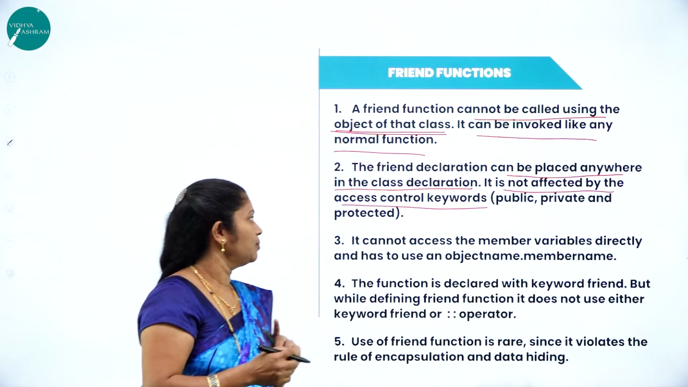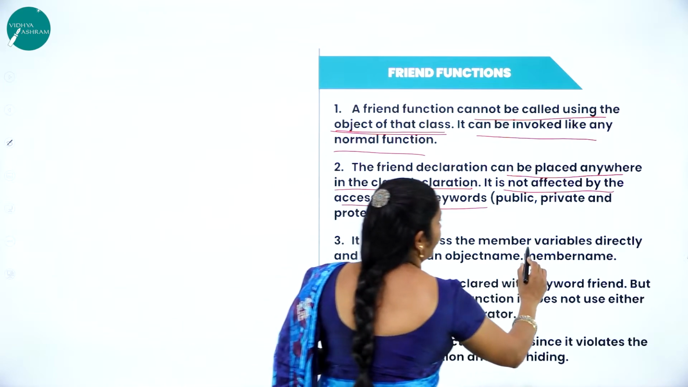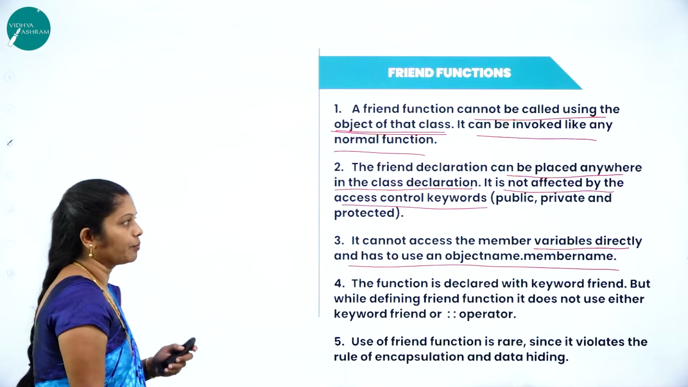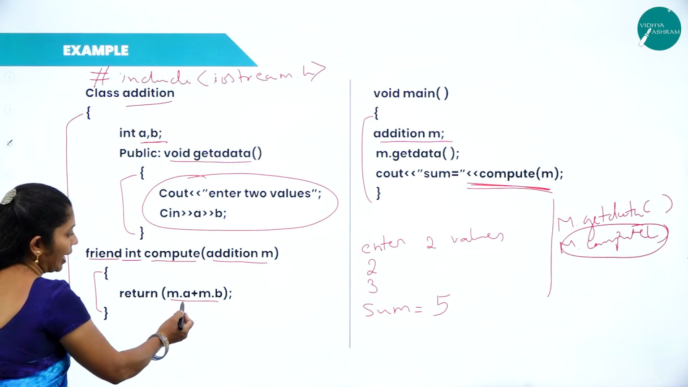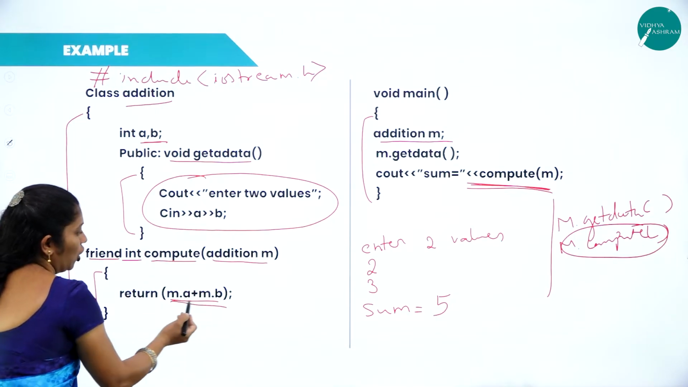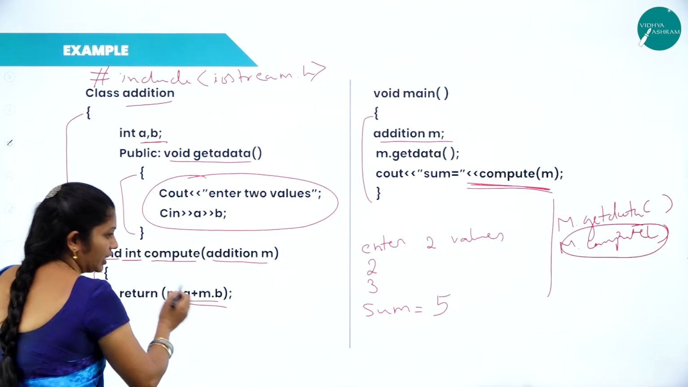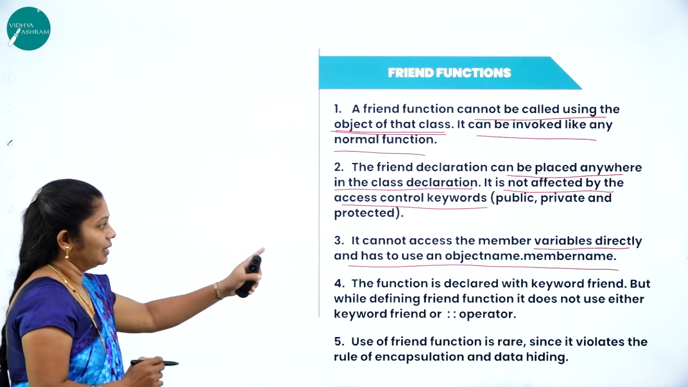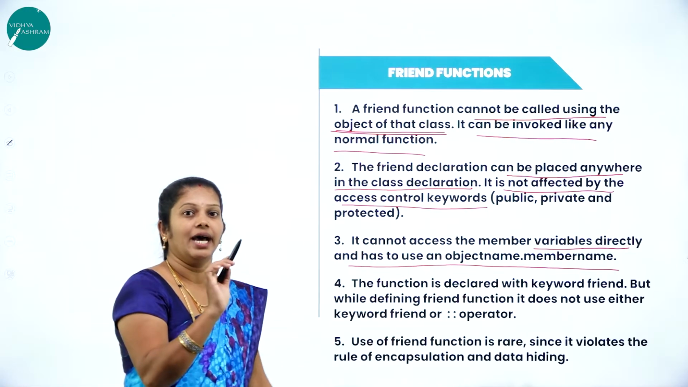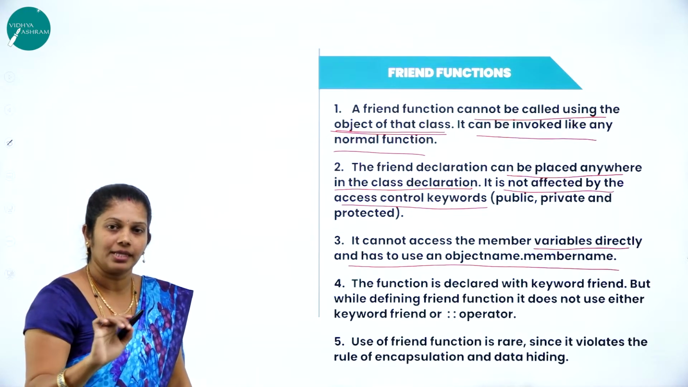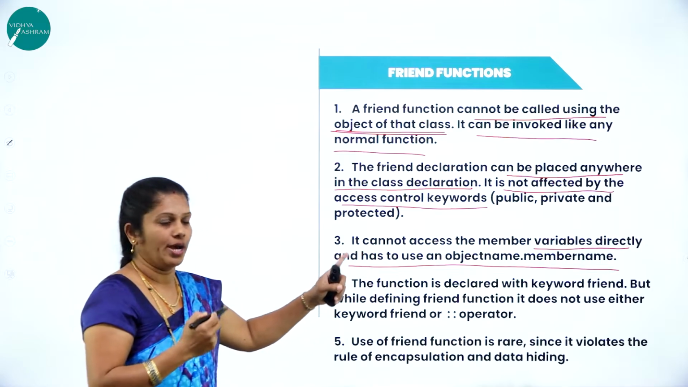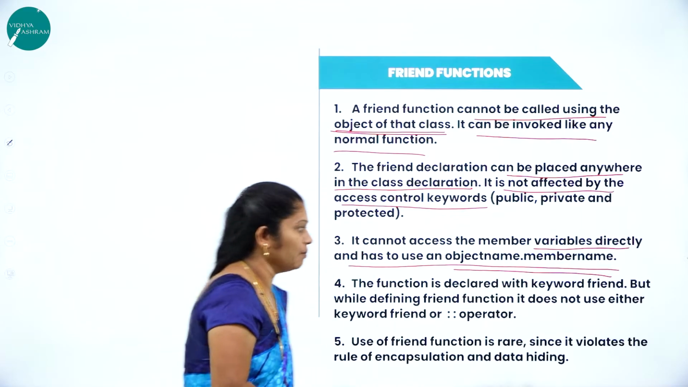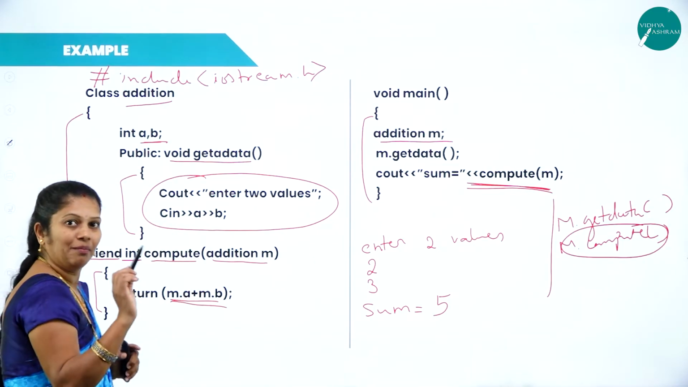Then the next major point: it cannot access the member variables directly and it has to use the object name dot member name. If you observe the example here, to access the values a and b, we write the object name, here given as m dot a. The data members you have to mention: object name dot data members. That is, it cannot access the members directly. If it wants to access, then it has to mention the object name, then dot member name. See, object name dot member name only you have to write.